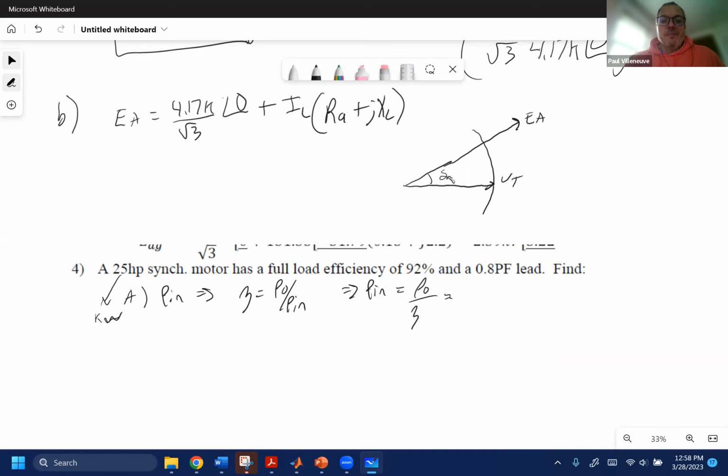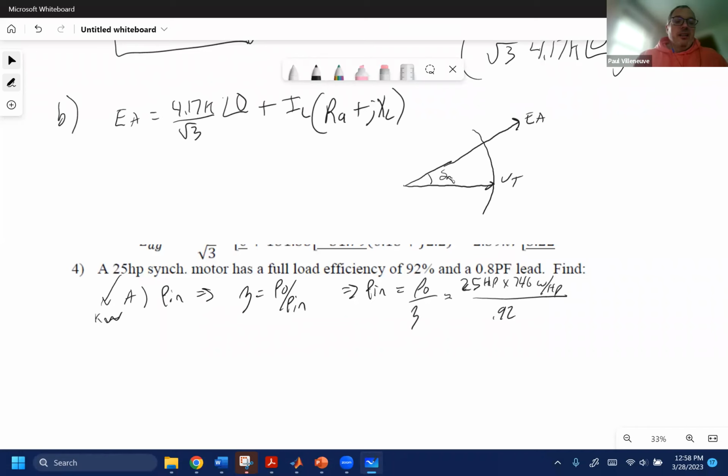So to get this one, it's 25 horsepower times 746 watts per horsepower. And we divide by 0.92, which is our efficiency.